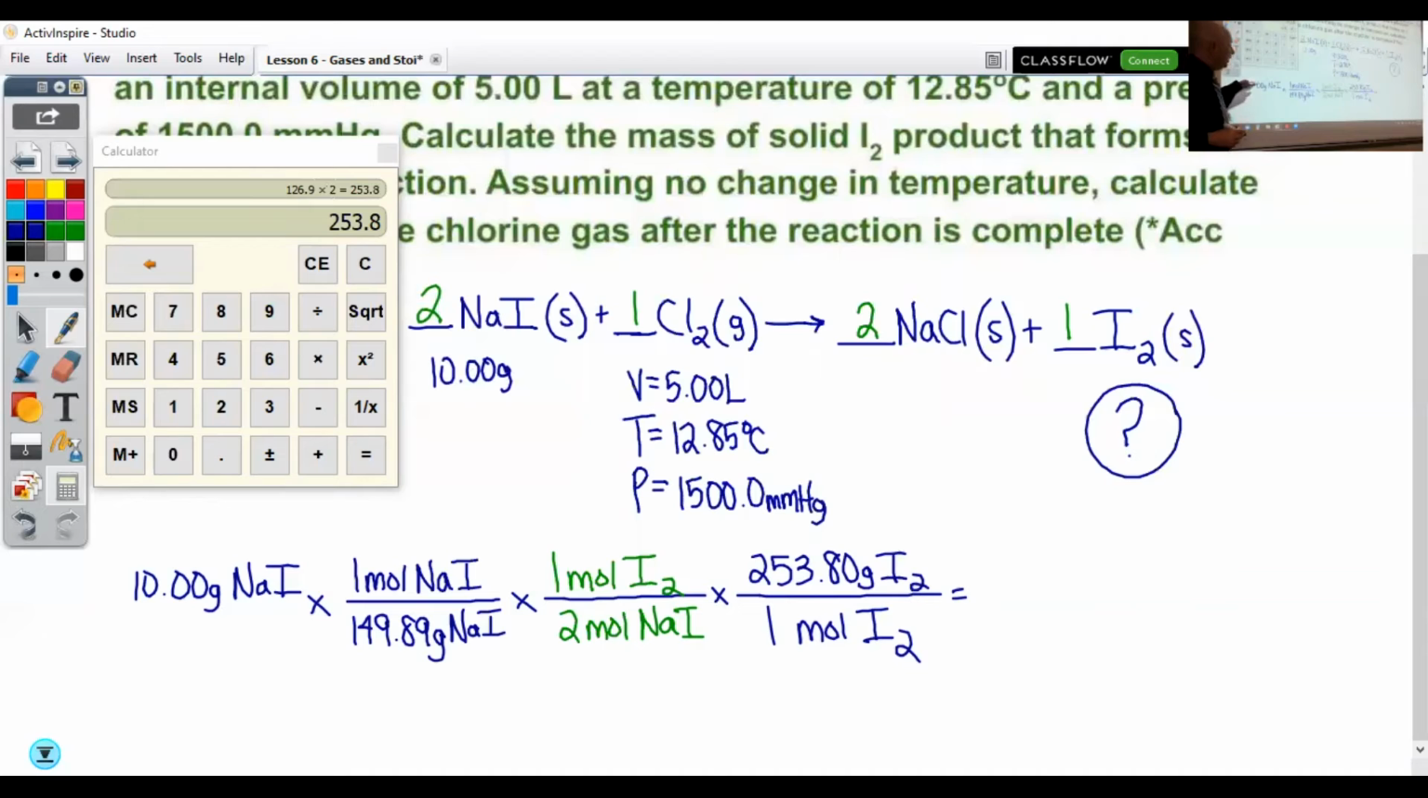Now, in this case, we can simply multiply across, just like we would do in a stoichiometry problem. So we have 10 grams divided by 149.89, the molar mass, also divided by 2, because the 2 is on the bottom of our fraction, and then finally times 253.80 on top. We wind up with 8.47 grams of I2.